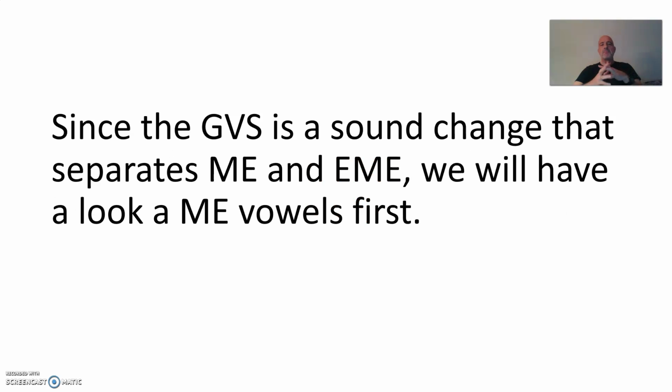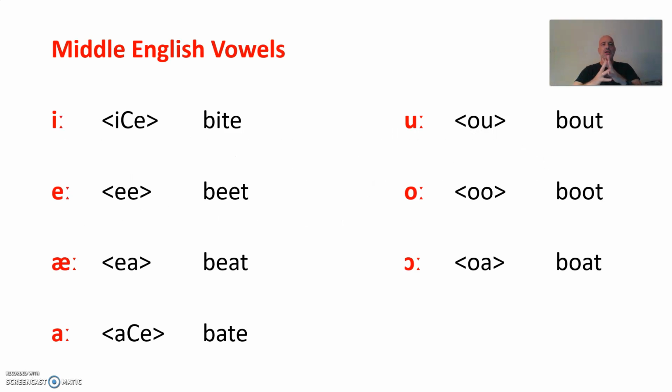Since the Great Vowel Shift is a change that separates Middle English and early modern English, we will have to look at the Middle English vowels first. So this is what I'm doing now, taking the Middle English vowels, which still very much preserve the Latin quality of the vowel graphemes, and then in a second step, we'll have a look at what happens to those. So here we go.